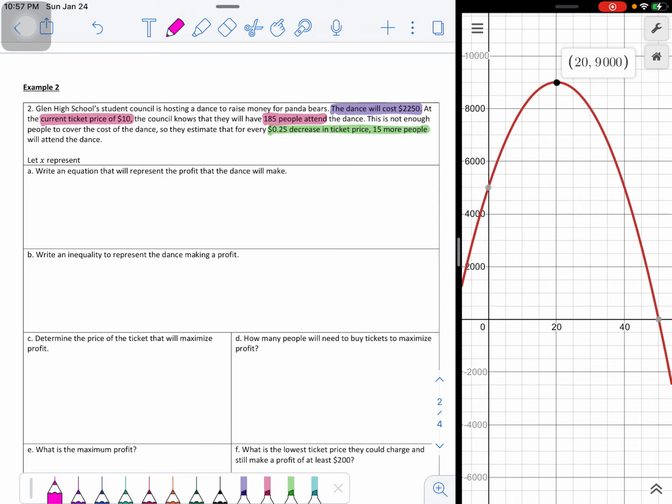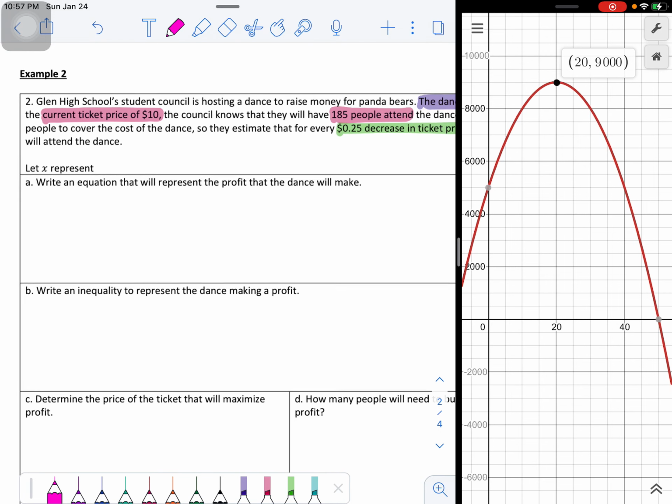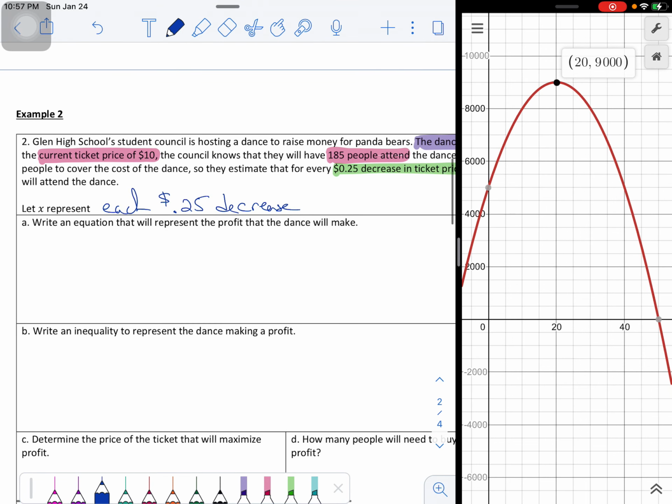Okay, so for this problem, X is going to represent each 25-cent decrease. Okay. Write an equation that will represent the profit the dance makes. Now, one thing you need to know is what does it mean for profit? So up at the top, I'm going to make a little note to myself.